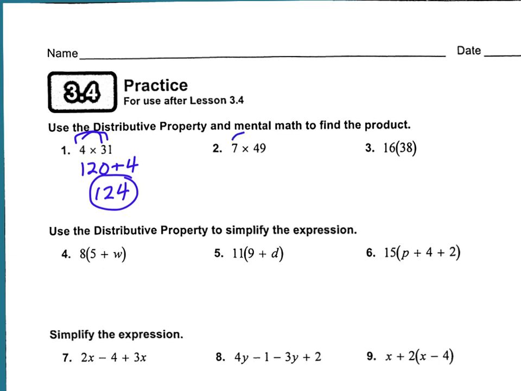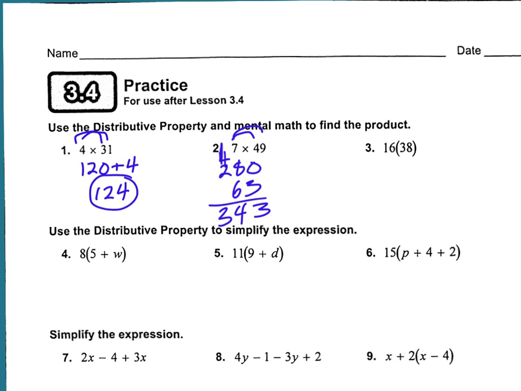So 7 times 40 is 280. And then 7 times 9 is 63. And we add those together. Oh, whoops, I multiplied. 8 plus 6 is 14, so 1 and 4, and then 3. 343 would be the answer.